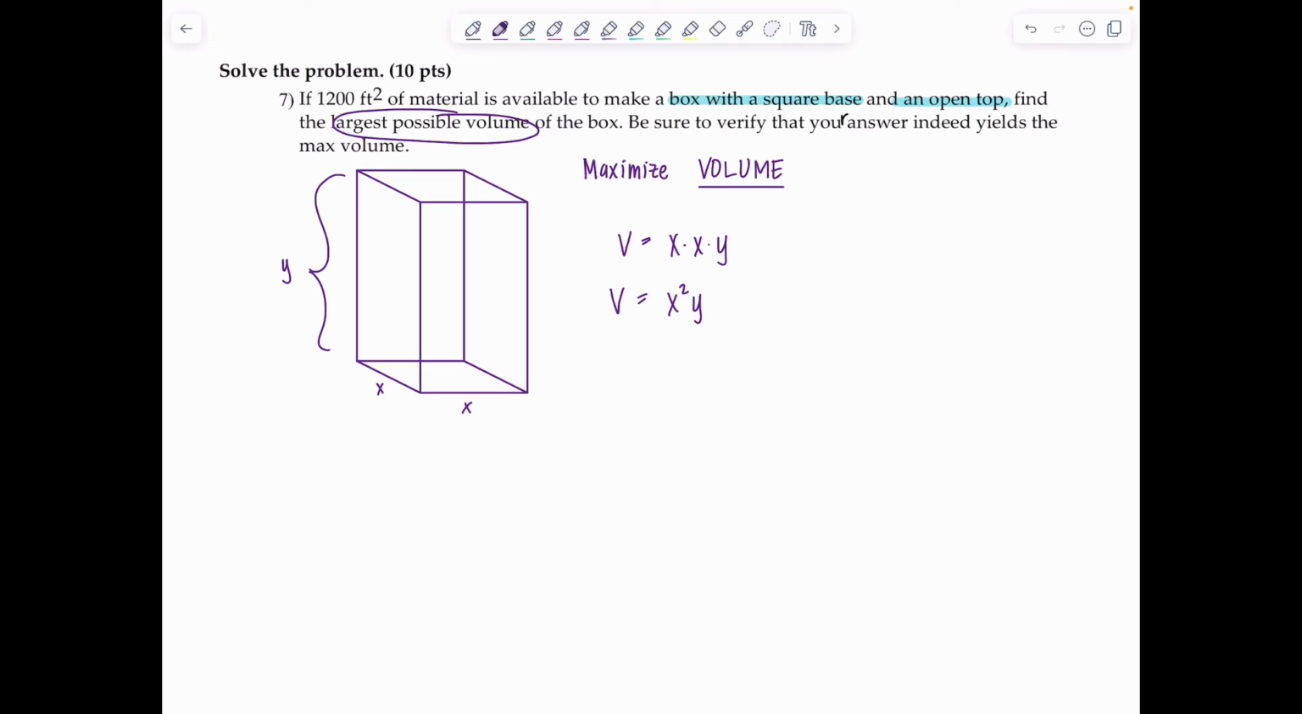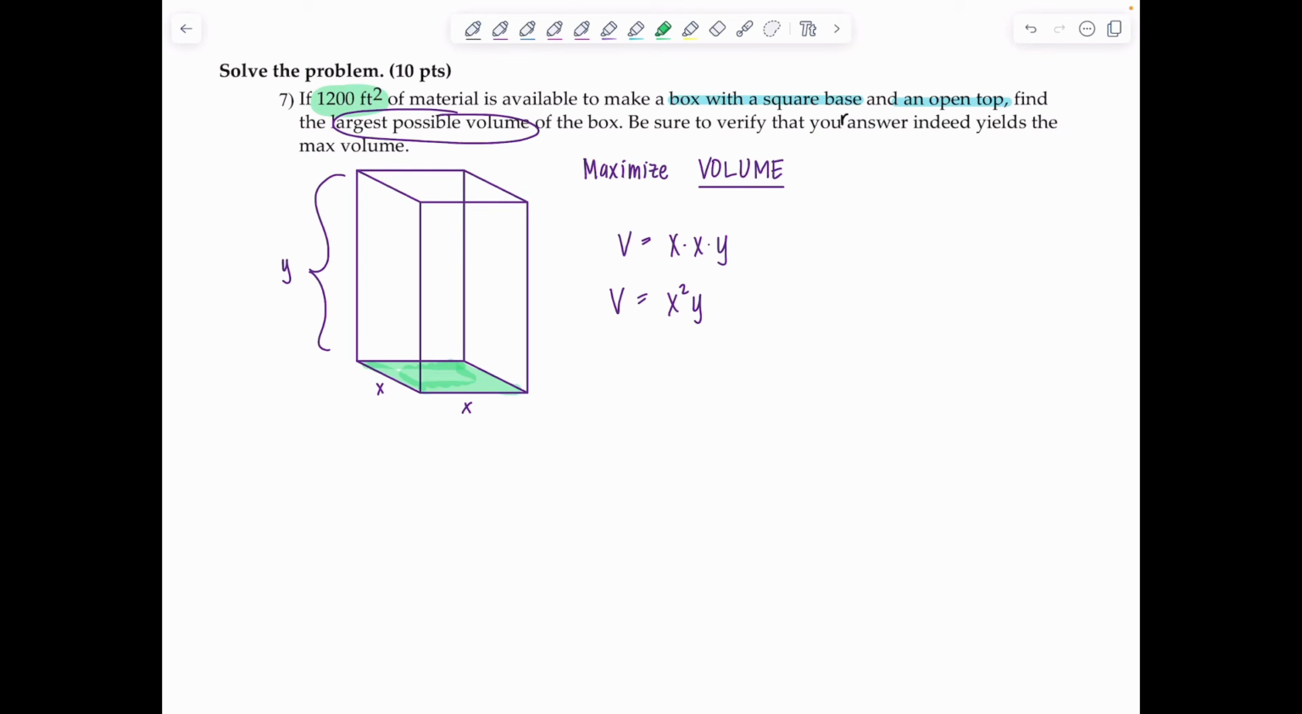Well, to take a derivative, though, I need it to be a function of one variable. We're not in multivariable calc yet. I'm so sorry. So there's obviously some piece of information that I haven't used that's going to help me get rid of one of these variables, either x or y. Somebody has got to go. And that piece of information is the 1,200 feet squared. That's basically our constraint. That's telling us how much surface area we have that's going to limit the dimensions of this box. And it's important that the top is open because that means we only need to use 1,200 feet squared to cover 5 surfaces.